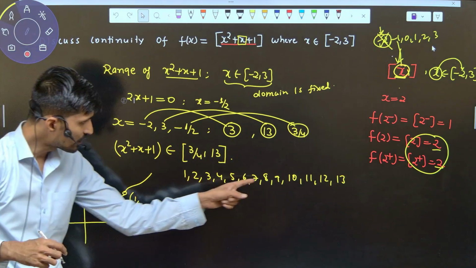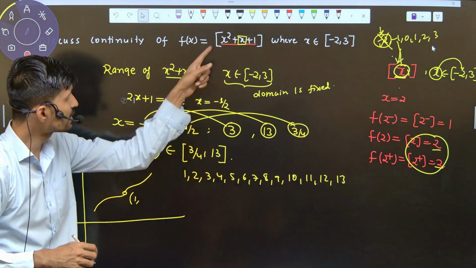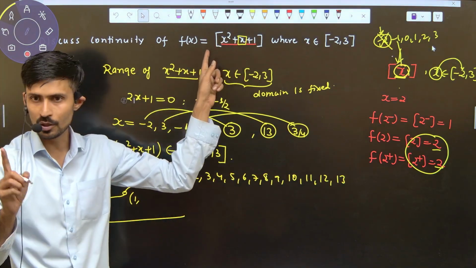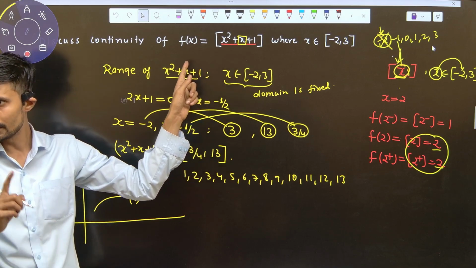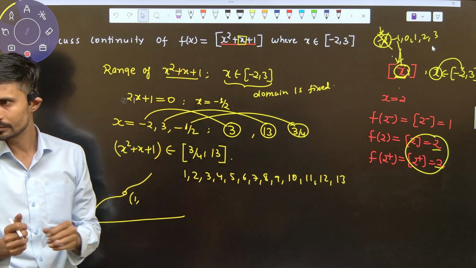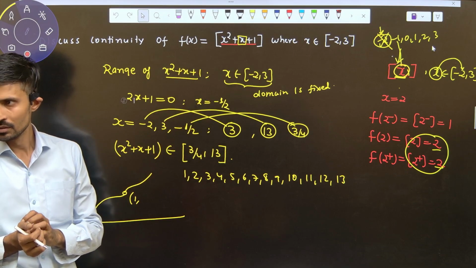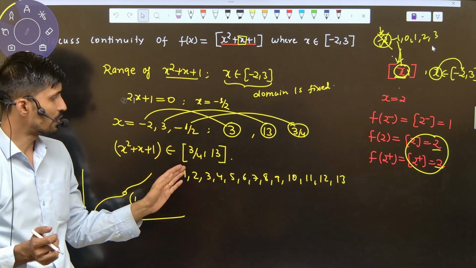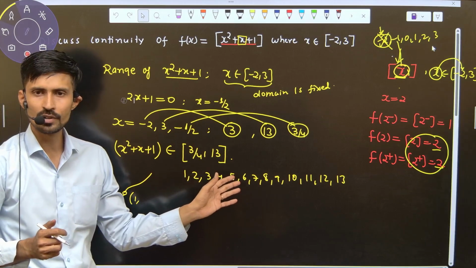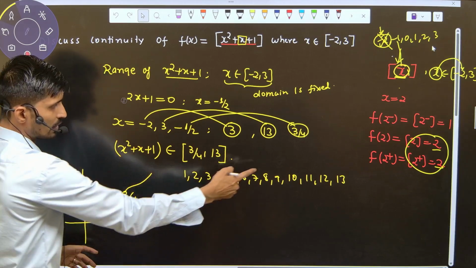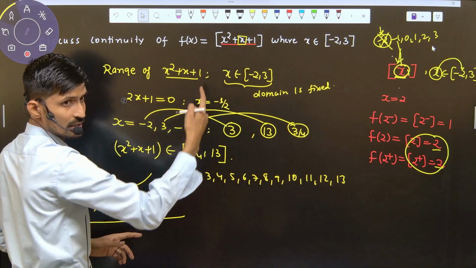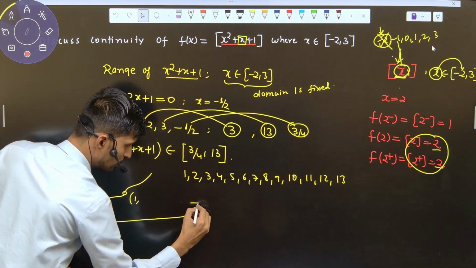So whatever value you are getting, this is the value of x square plus x plus 1, not the value of x. That is not the value of x. Okay. So if someone is asking how many points of discontinuity, let's find. First, we got 13 integers for this.